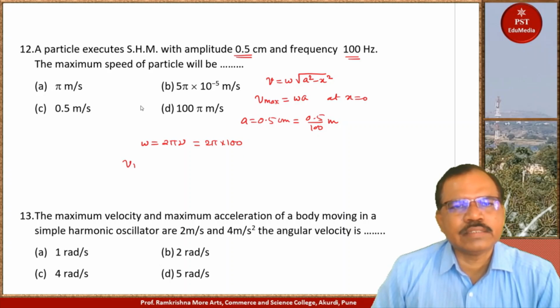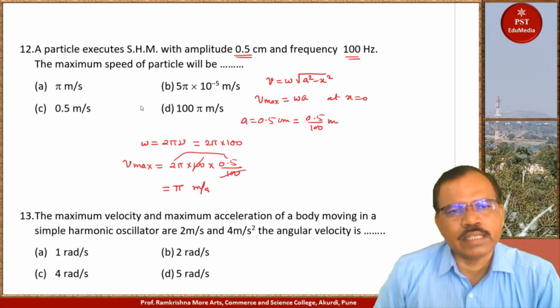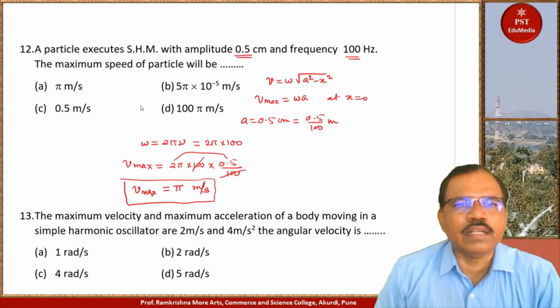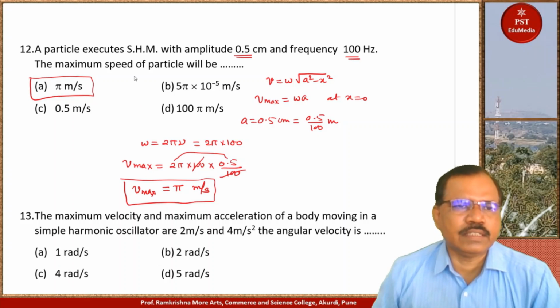So what is V max? V max is omega, which is 2 pi into 100, and A is 0.5 upon 100. So the 100 gets cancelled, and 2 into 0.5 is 1. So it is pi meter per second. This is V max. Out of the 4 alternatives, A, pi meter per second, is correct.